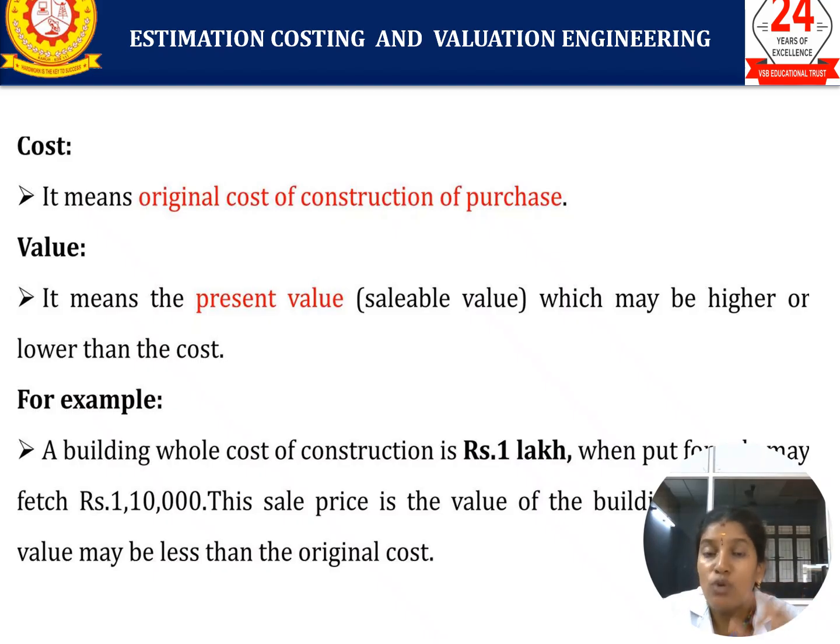So what is the value? I am going to sell the pen for 15 rupees. That is the value. It may be increasing or decreasing from the original cost. So that will vary, but the original cost will not change, right? Here is one example. The total cost of the construction is 1 lakh, but we can sell at a price of 1 lakh 10,000. That is the value of the building, right? So the value may vary from the original cost. The original cost mainly depends upon the construction cost, right?